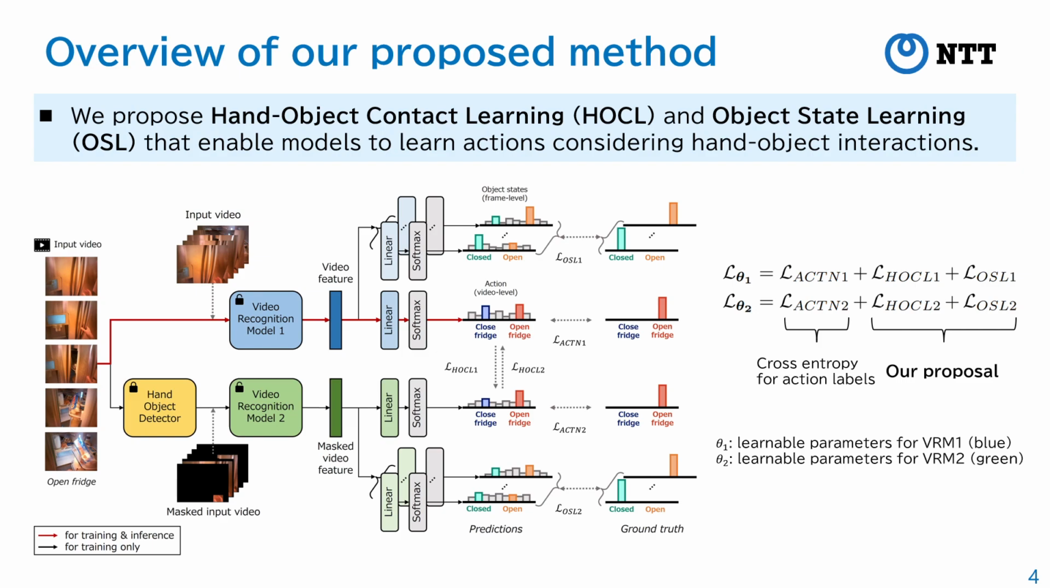Therefore, we introduce two learning methods that enable end-to-end recognition models to better understand actions by capturing hand-object contact and the resulting object state. Our proposed method consists of two types of learning, hand-object contact learning and object state learning. They are integrated into a normal action learning in the training phase. In the following, we explain them in the learning and inference procedure in detail.